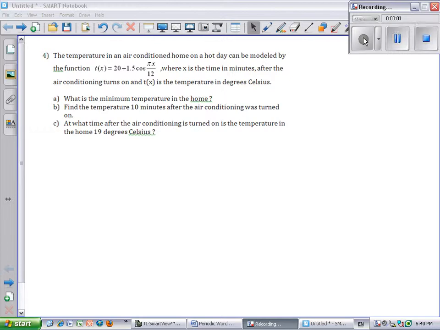Looking at word problem number 4, dealing with air conditioning. We're going to try to answer this question without a graph. So question A says, what's the minimum temperature in the home?